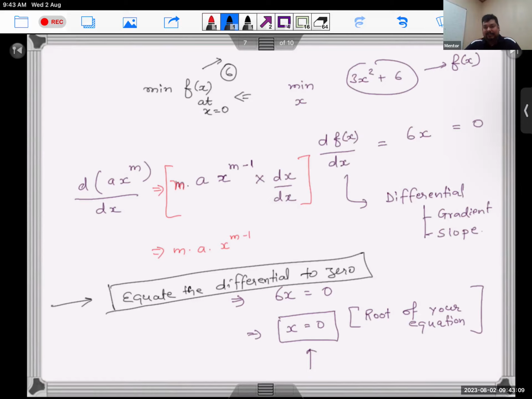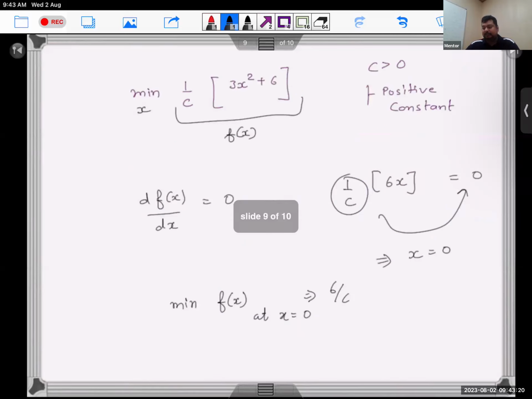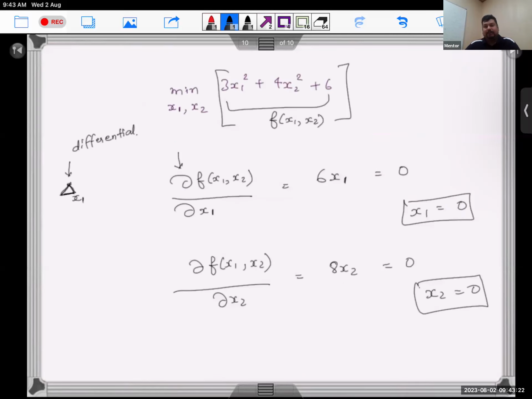So when we want to find the root, what we do is we get the differential and then we equate it to 0. That will give me the value of the root. Here also I'm doing the same thing. My 0, 0 is the root that I have. Now if you substitute x1 as 0 and x2 as 0, what is it that I get? 6. Make sense?